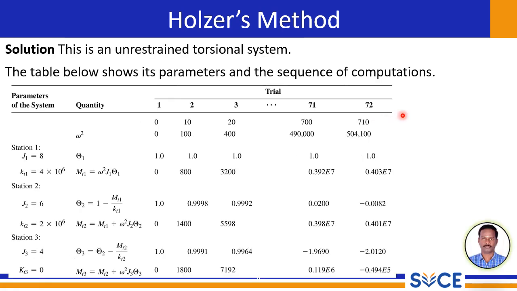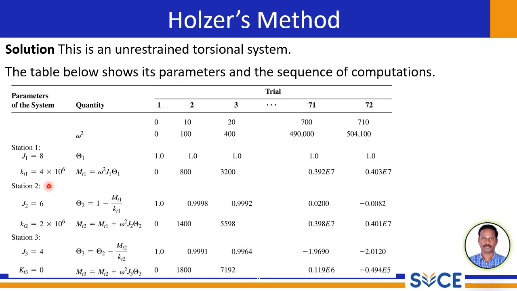This table demonstrates the step-by-step application of the Holzer method to our thermal power plant example. As you can see, we have organized the calculation station-wise. Station 1 represents the compressor, station 2 represents the turbine, and station 3 represents the generator. The table shows the parameters of each component, namely their moment of inertia as well as the stiffness component. We are going on a trial basis.